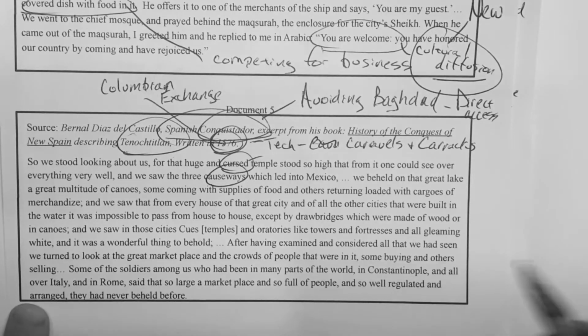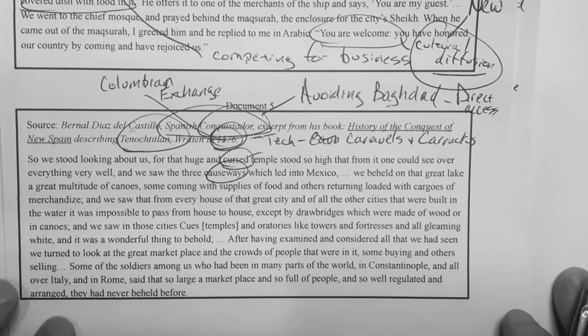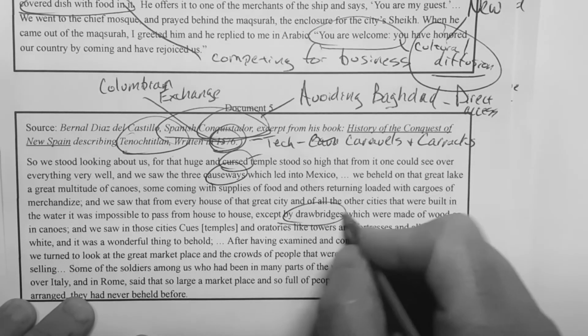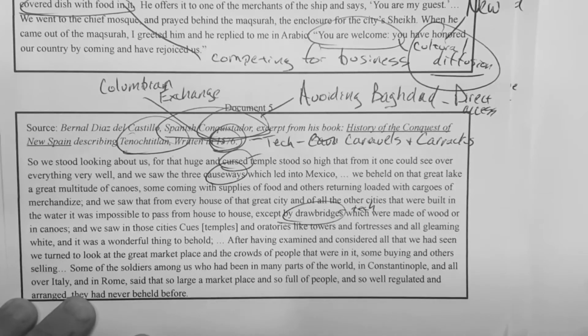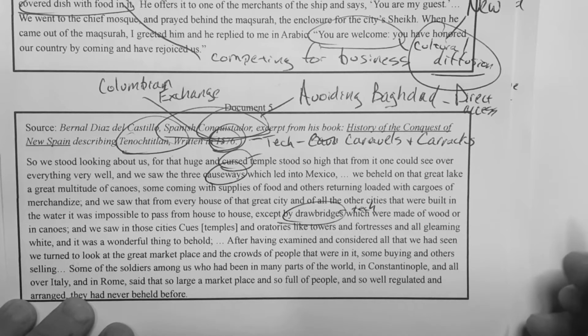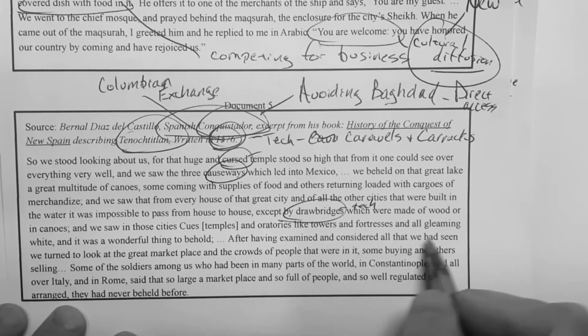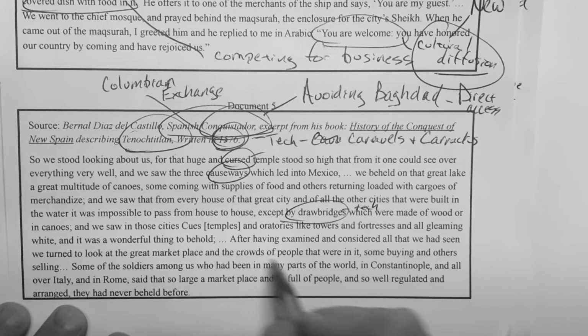And we saw that from every house of that great city and of all the other cities that were built in the water, that it was impossible to pass from house to house except by drawbridges. And they got technology going on here, which were made of wood or in canoes. And we saw in those cities queues and oratories like towers and fortresses, and all gleaming white, and it was a wonderful thing to behold.